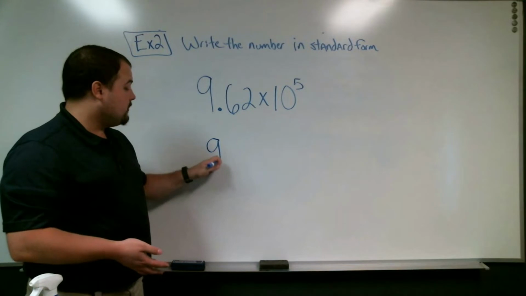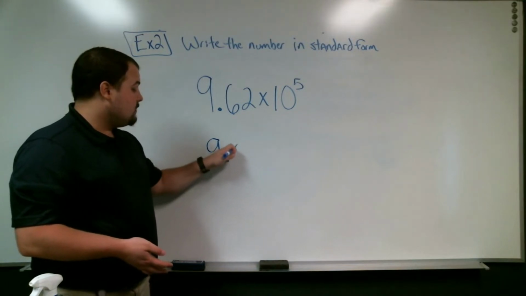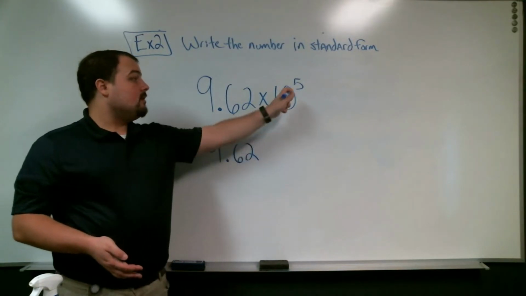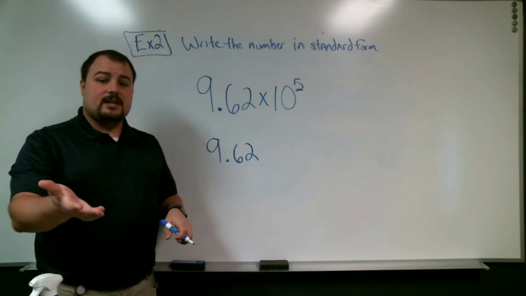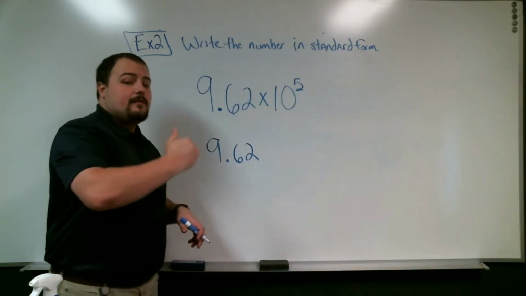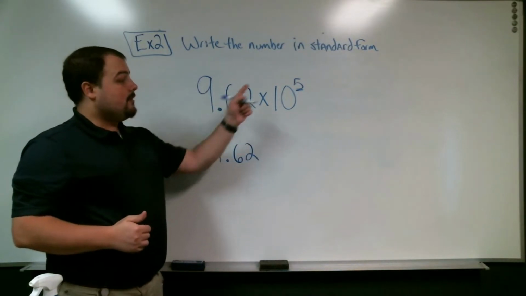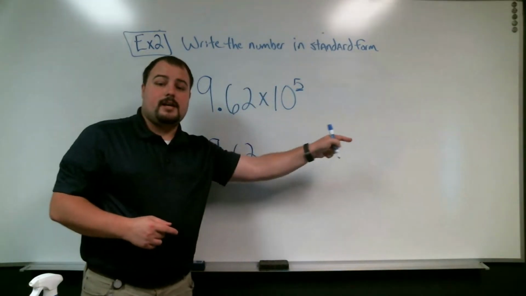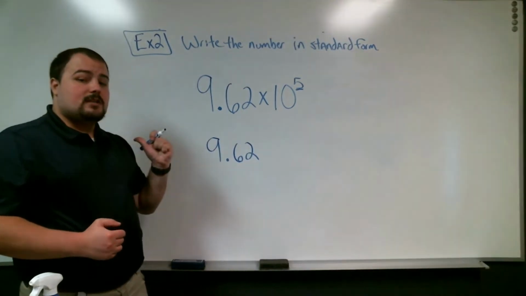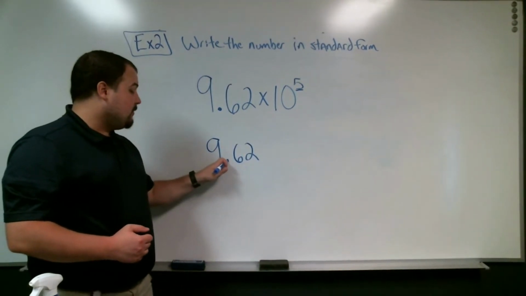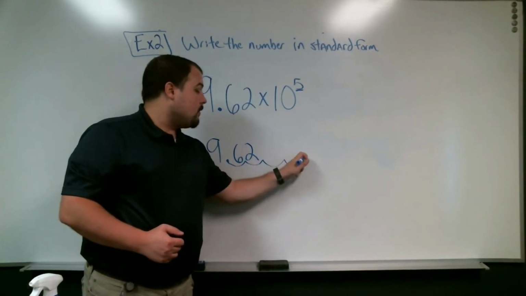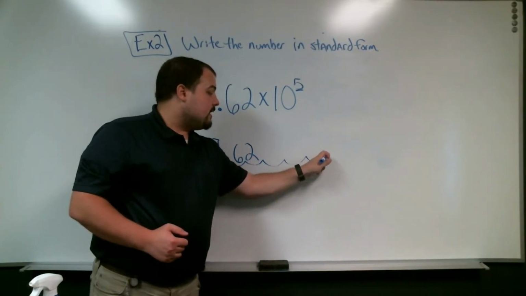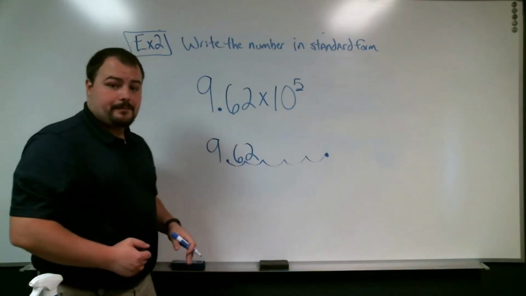Start with your decimal, 9.62. Look at your exponent. My exponent is a positive 5. A positive 5, again, tells me to move the decimal 5 times. And since it's a positive, I'm going to move it to the right. If it was a negative, I'd move it to the left. So we're going to move this decimal 5 times to the right. 1, 2, 3, 4, 5. So now the decimal is going to be all the way over there.